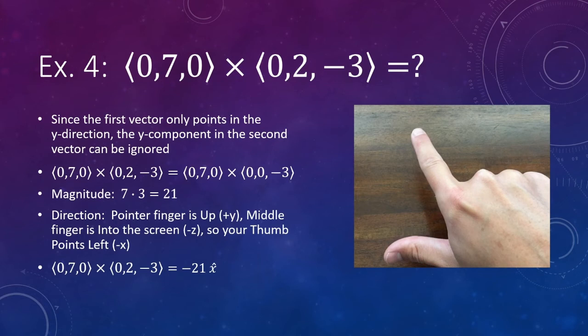Our first vector is positive in y, so our pointer finger is going up. The part of the second vector we care about is negative in z, so our middle finger is going into the screen or into the page. Your thumb will be pointing left, which is minus in x. So putting that together, our cross product is minus 21 in x.